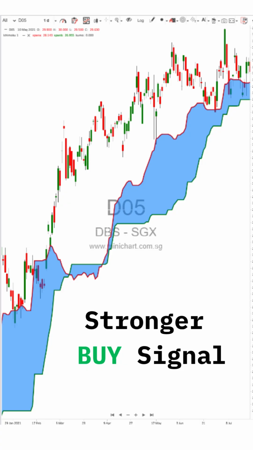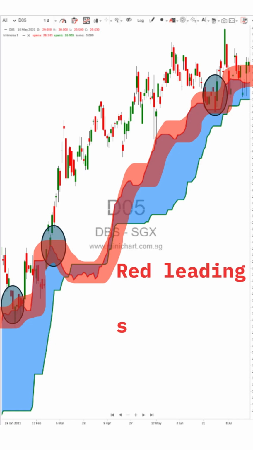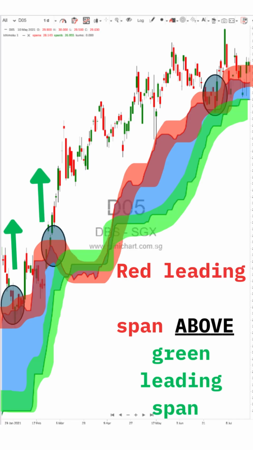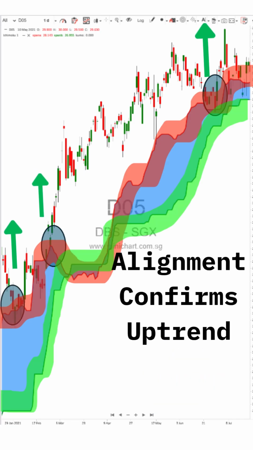A stronger buy signal occurs when the breakout above the Ichimoku cloud happens while the red leading span is positioned above the green leading span. This alignment confirms that traders are moving in the direction of the prevailing uptrend.